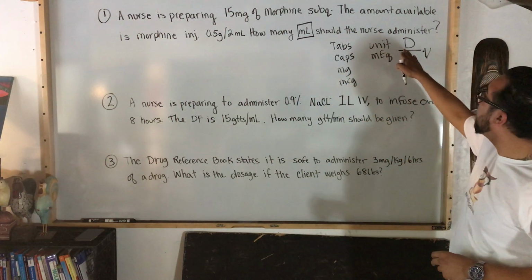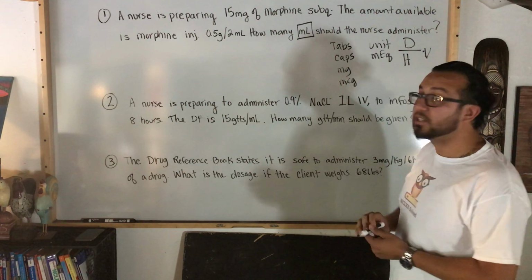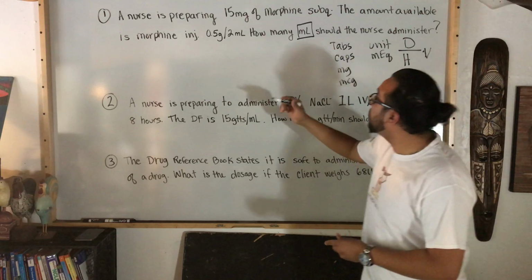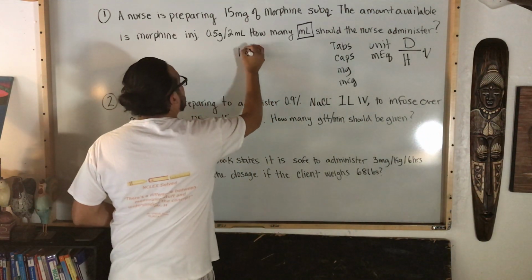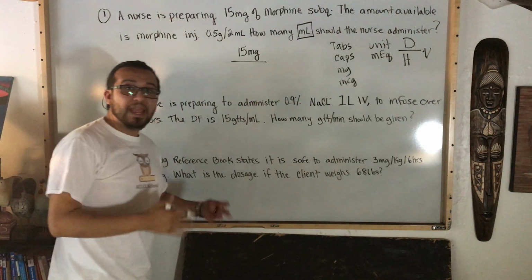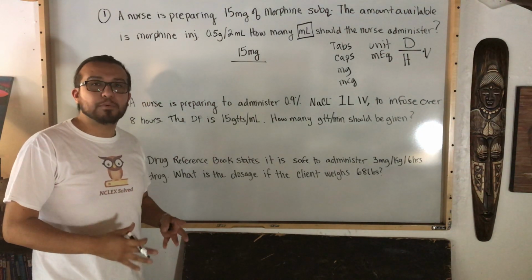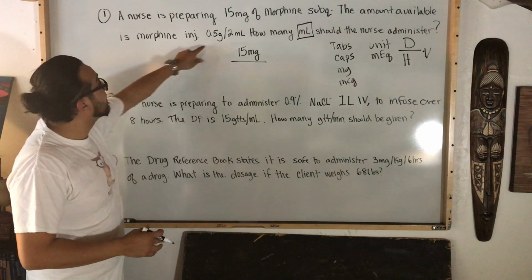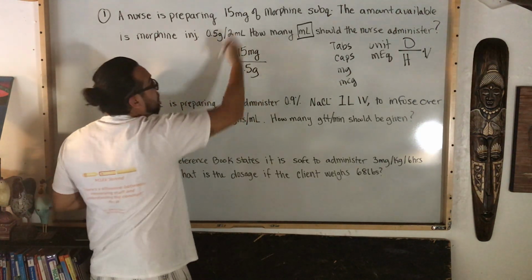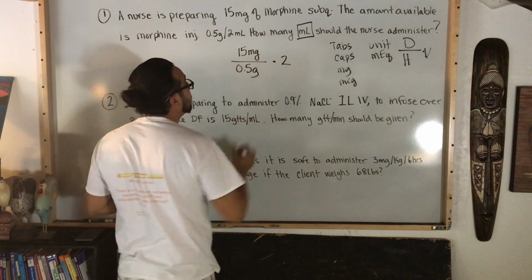So the first thing I want to identify is the doctor's order. A nurse is preparing 15 milligrams of morphine subcutaneously. Since the nurse is preparing it, we can infer that there's a particular order for it. So now we have our D. So it becomes 15 milligrams. And we're going to divide it by what we have on hand. The amount available and on hand essentially are interchangeable with one another. It means the same thing. So we know it's 0.5 grams. And then per every 2 mLs, that's the volume or the quantity, and we can multiply it by 2.